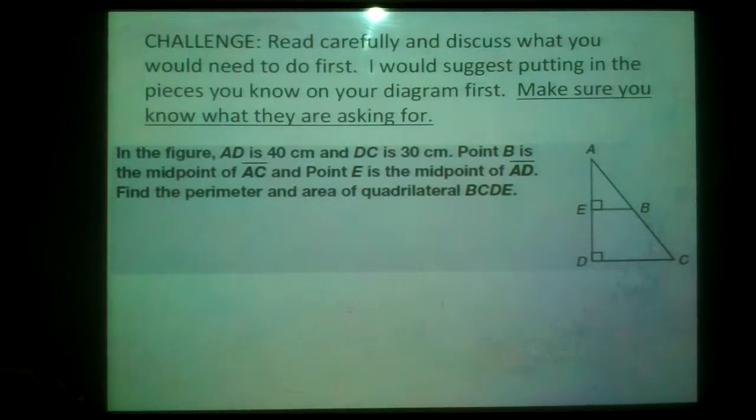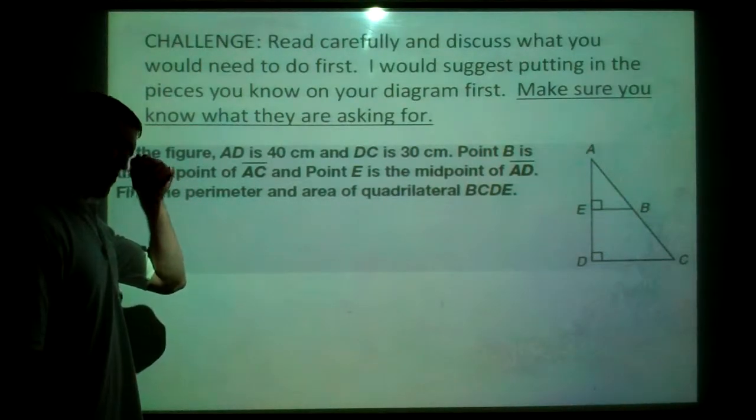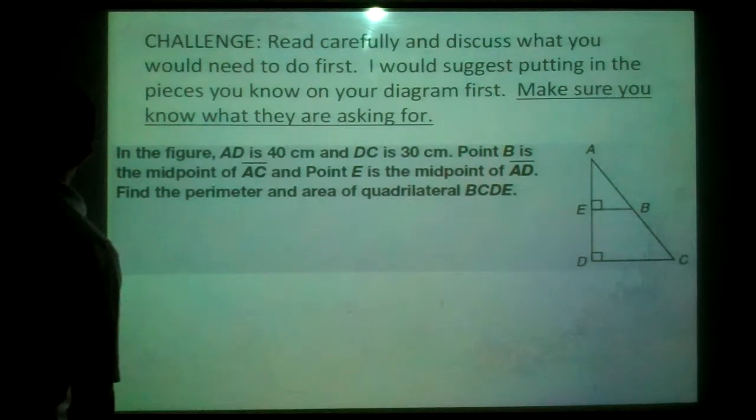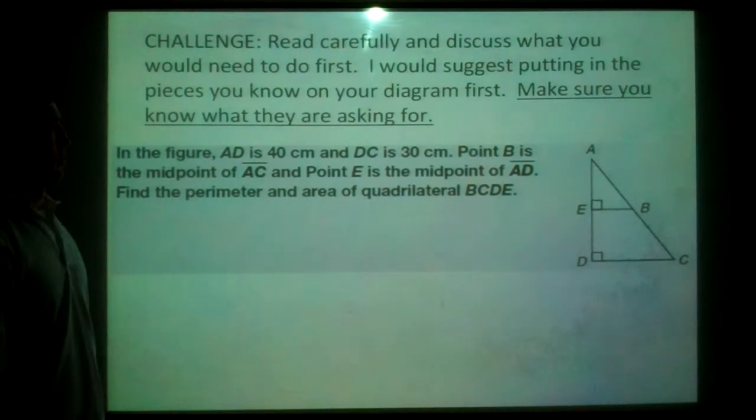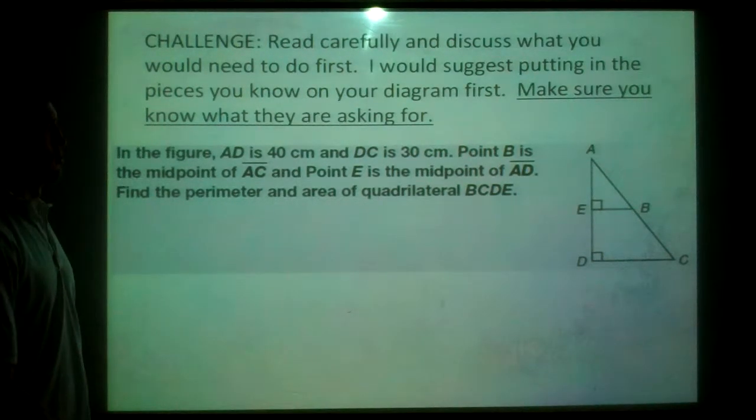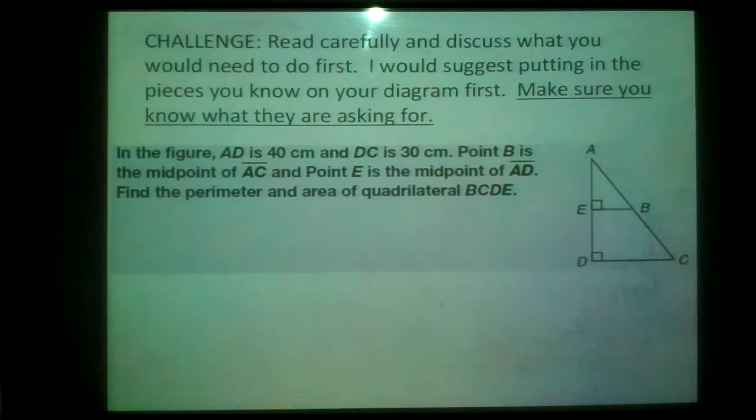Okay, part 2 of lesson 37. Yes, 37. This is our last problem we have to go through. I needed a little extra time, so I didn't want to rush through it. We want to make sure we know what they're asking for here.